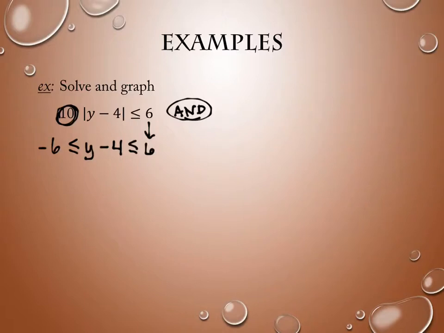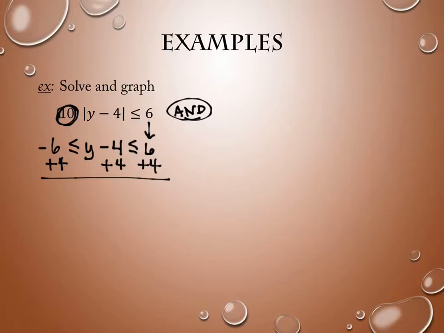Okay, so this is our beginning step. And then Sarah's going to tell me what to do next because she's further along than I was. What did you do next? I added 4. Good. Yes. So we need to take what's in the middle and solve it for y. And she's exactly right. We would add 4 to each piece. Like this.